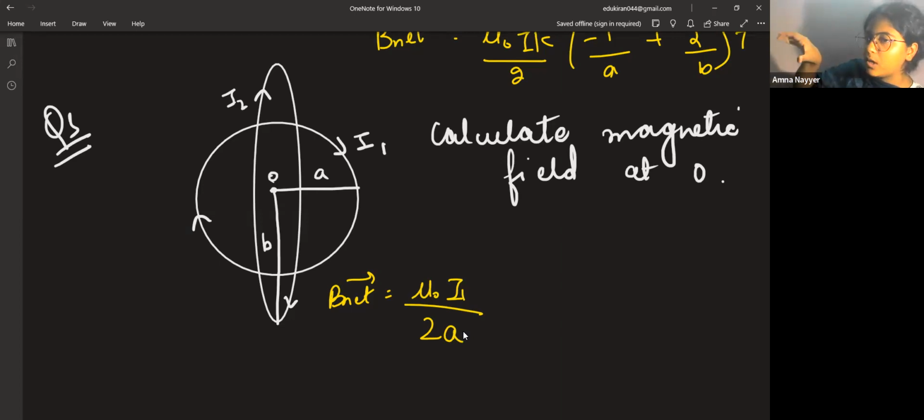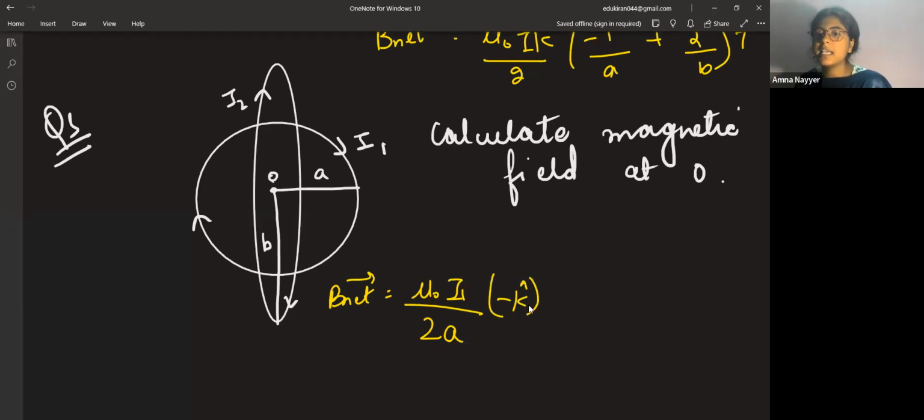See, current is moving clockwise. Look at the circle I1 with radius A. This is moving like this, right? So thumb is pointing inwards. So inward becomes minus k cap. Secondly, plus this, now for this ring, this is mu naught, current is I2 divided by 2, radius is B.